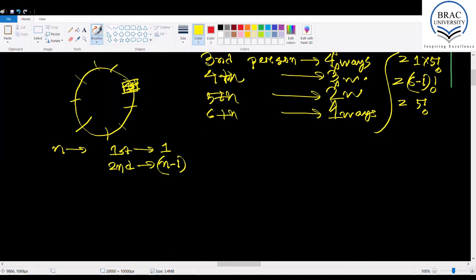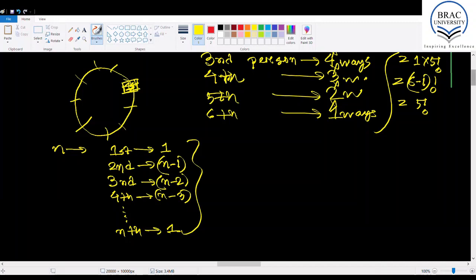Why? Because after the first element is fixed, the position of the second element always matters. And for the third one there will be n minus 2 options. For the fourth one there will be n minus 3 options, and like this. At last for the nth element there will be only 1 option. So in how many ways can we arrange n different elements around a circular table or in a circular fashion? There will be 1 into n minus 1 into n minus 2 into n minus 3, up to 1. It means n minus 1 factorial.